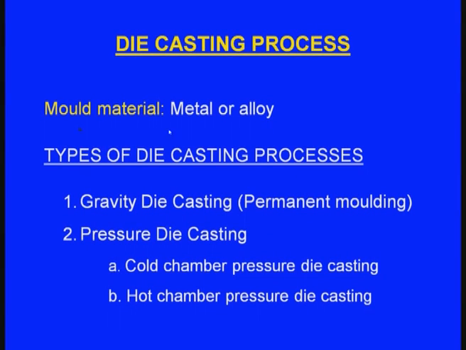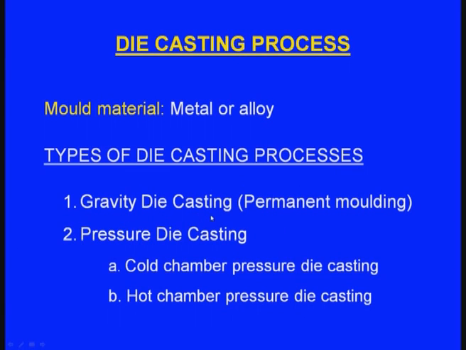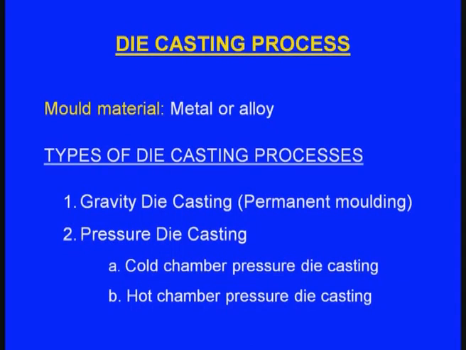We have seen that in the die casting process, a metallic mold is used, and the same metallic mold is used to make thousands and thousands of castings. Now, types of die casting process. One is the gravity die casting process, also known as the permanent molding process. Here, no doubt metallic molds are used, there won't be any sand molds, but molten metal is poured into these metallic molds by virtue of gravity. That is why it is known as gravity die casting, meaning we won't apply any external pressure.